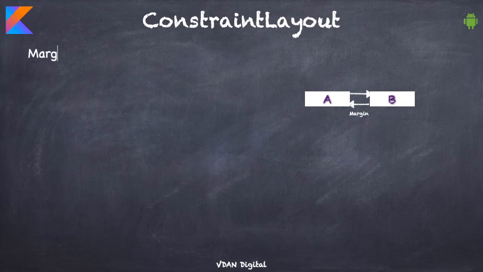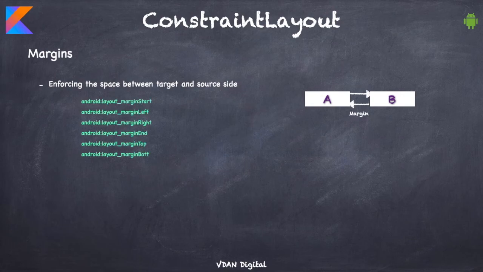Margins. Margins are enforcing space between target and source side. These are the different syntaxes for setting margins: start, margin left, margin right, margin end, margin top, and margin bottom.